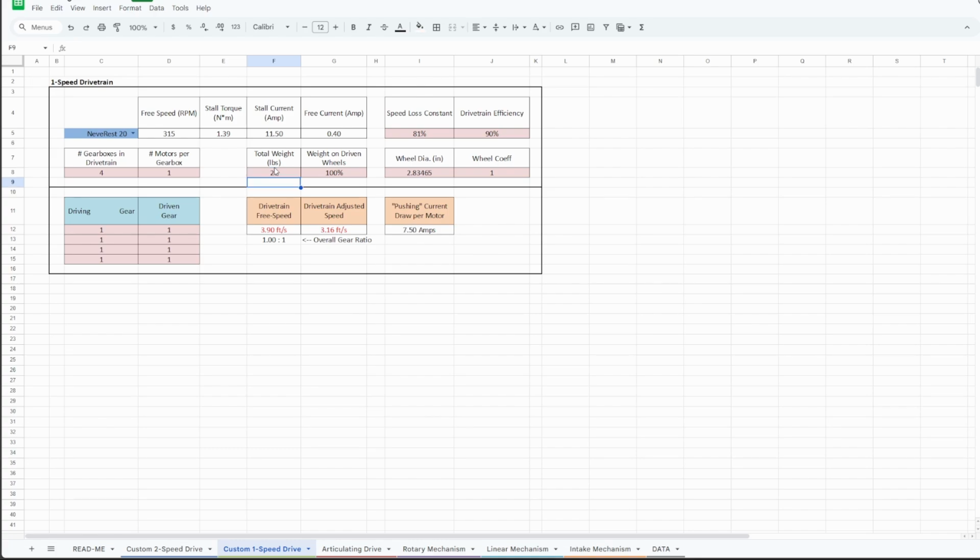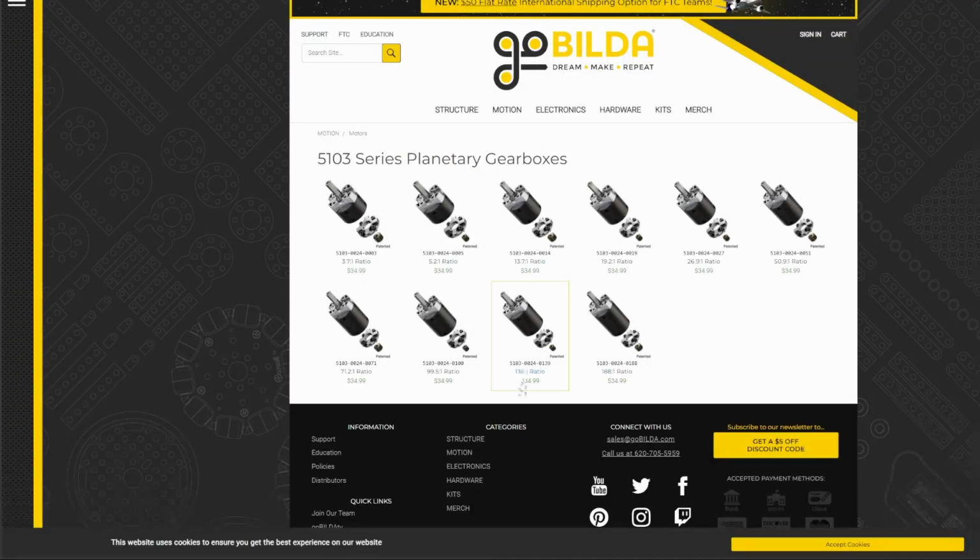So when we increase the amount of weight, we could see that the pushing current increases as well to 7.5 amps, which is still under the stall current. So that would mean that getting some NeveRest 20s on our drivetrain should solve our problems. But since we're using goBILDA parts, we may as well be using our Matrix motors and changing out the gearboxes. So this is just a bare metal motor, but we could buy gearboxes over here on the goBILDA site, and we'll need to get 4 of them.